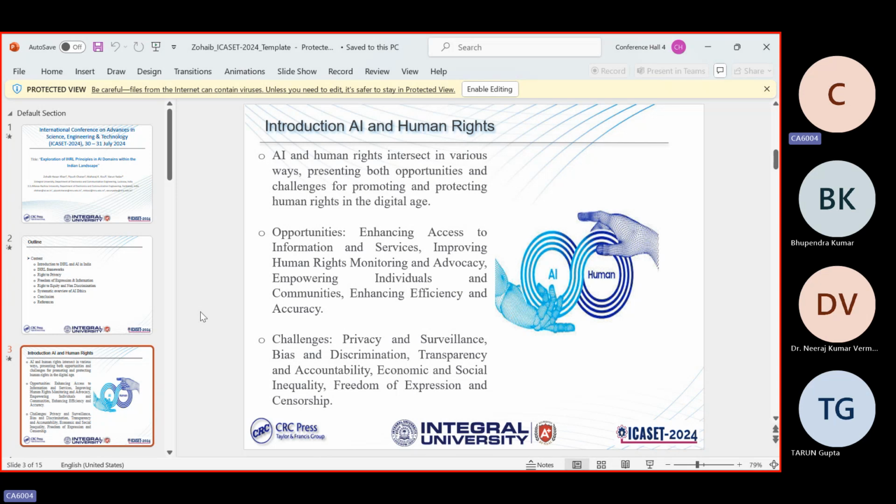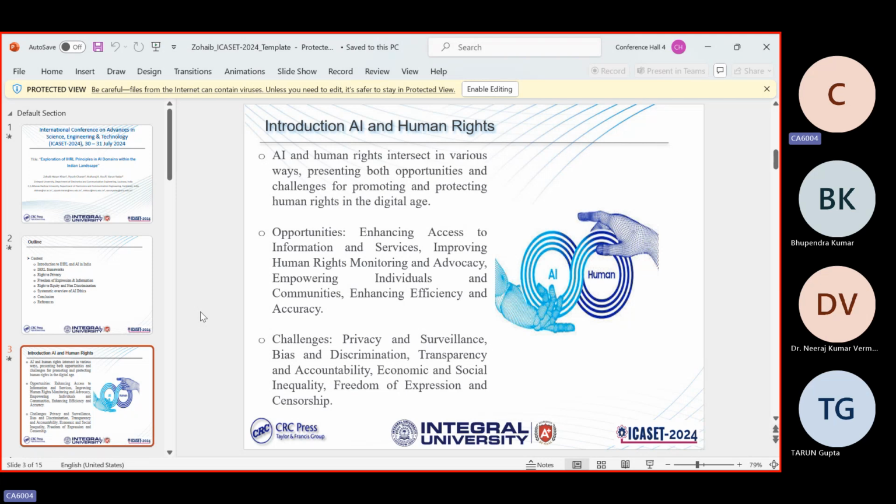Now, there are various challenges of AI against human rights. The first is privacy and surveillance. AI technology, especially in surveillance, can infringe on individuals' privacy rights, leading to potential misuse of personal data. For example, facial recognition technology can be used for mass surveillance, tracking individuals without their consent or knowledge. Now, bias and discrimination: AI algorithms can perpetuate existing bias present in training data, leading to discriminatory outcomes in areas such as hiring, policing, and access to services.